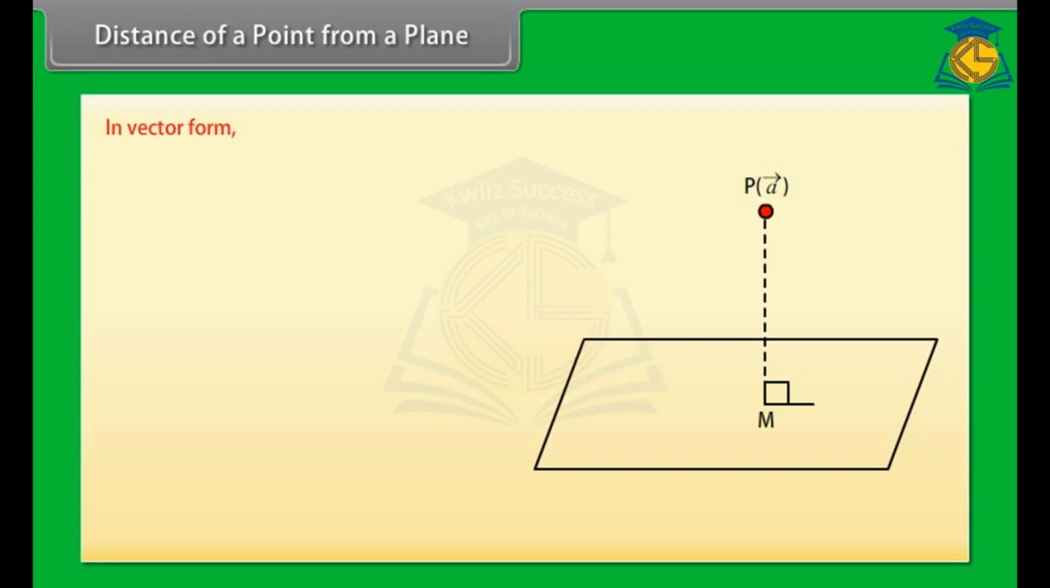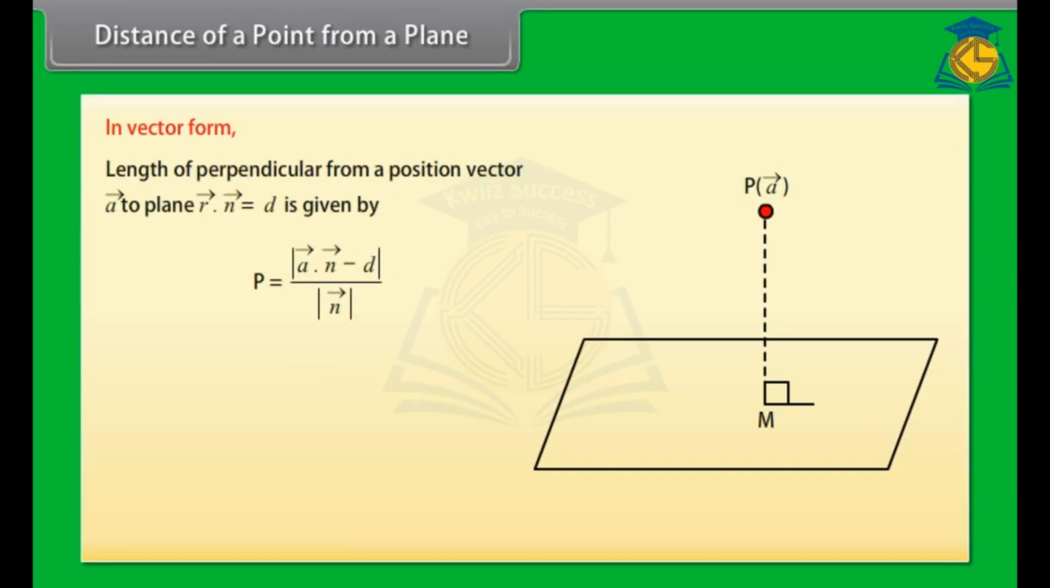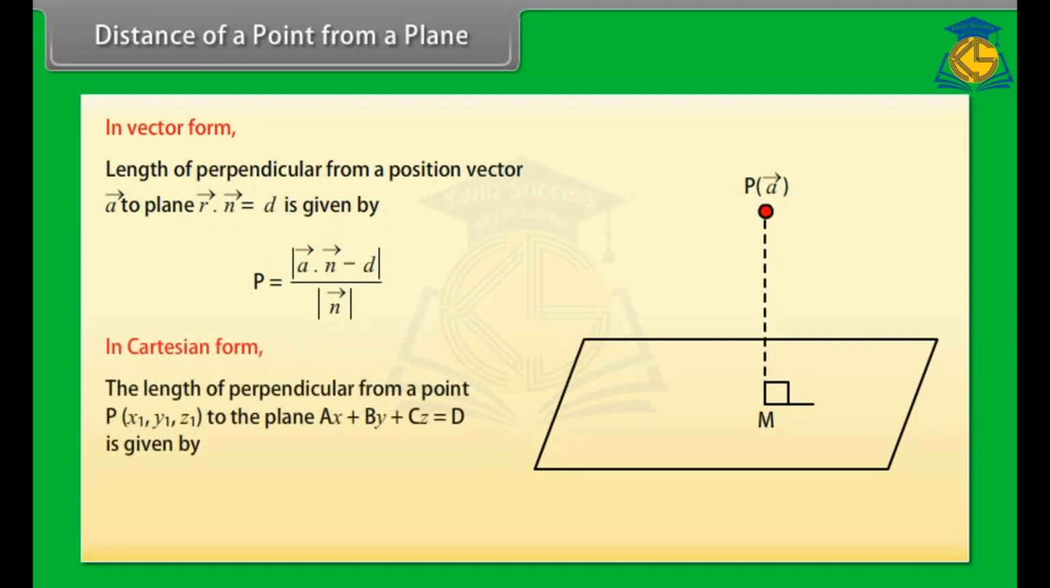In vector form, length of perpendicular from a position vector A to plane dot product of vector r and vector n equals d is given by, in Cartesian form, the length of perpendicular from a point P x1, y1, z1 to the plane ax plus by plus cz equals d is given by. Example. Find the distance of a point 4, 2, minus 1 from the plane.